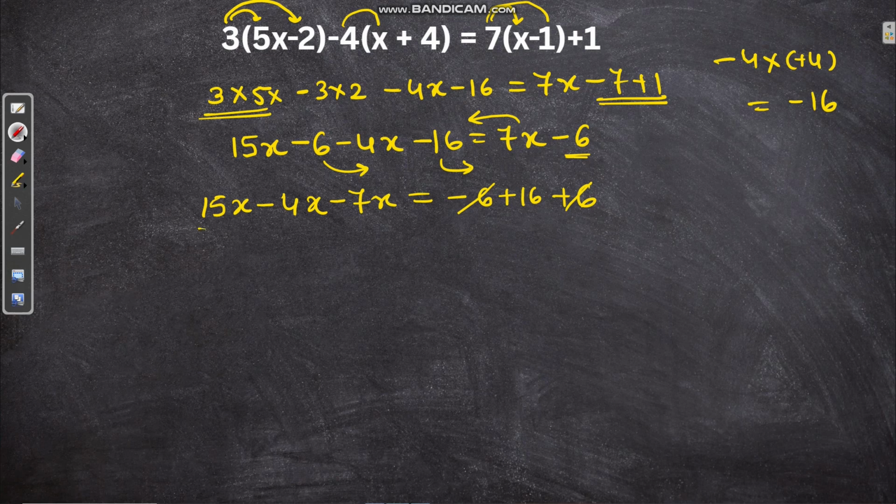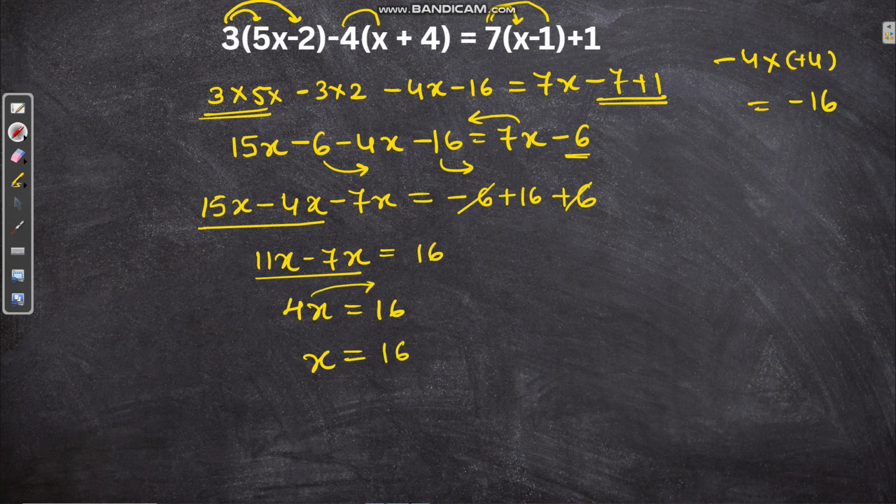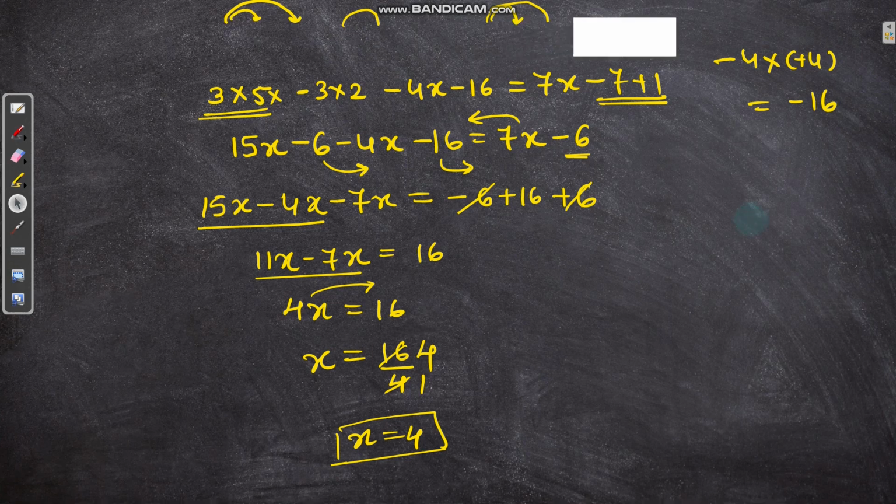So now what is 15x minus 4x? It is 11x minus 7x is equal to 16. Now what is 11x minus 7x? It is 4x is equal to 16. I want to find x, so 4, I'll take that side, multiplication goes that side, becomes division. 4 fours are 16, so x is equal to 4 is the answer. Okay, next question.